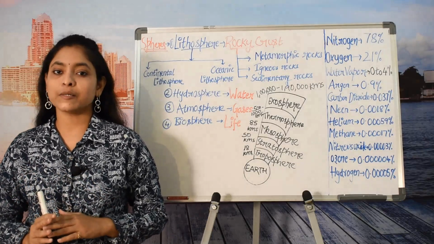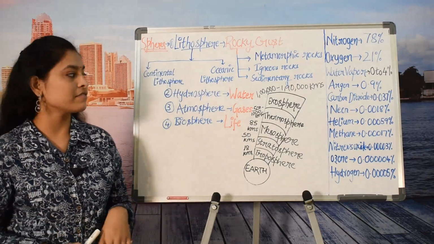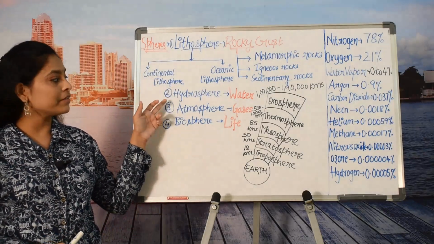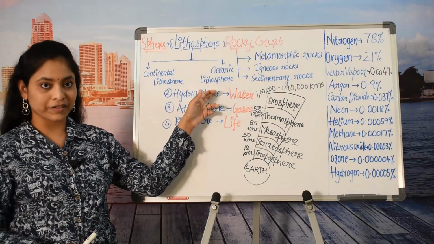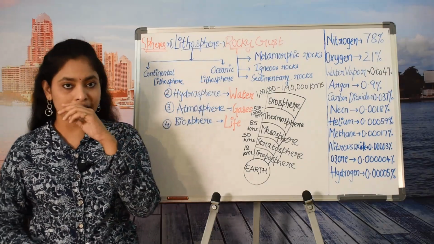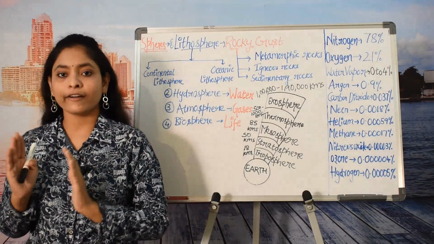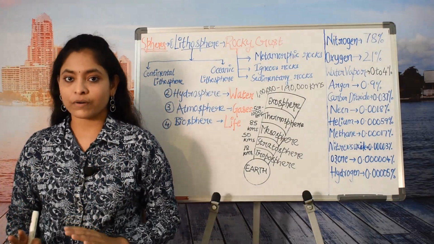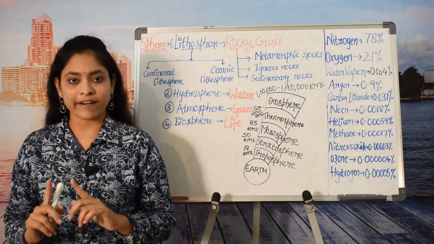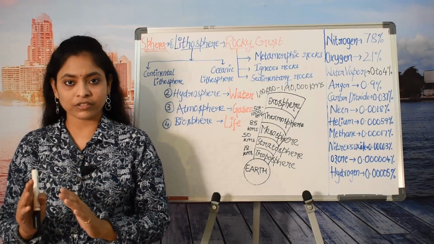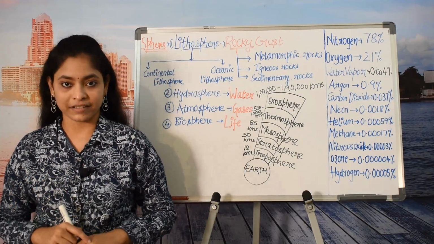Earth's surface is composed of 2 types of lithospheres. One is continental lithosphere, other is oceanic lithosphere. Continental lithosphere has large land masses called continents. There are 7 continents: Asia, Europe, Africa, North America, South America, Australia and Antarctica.